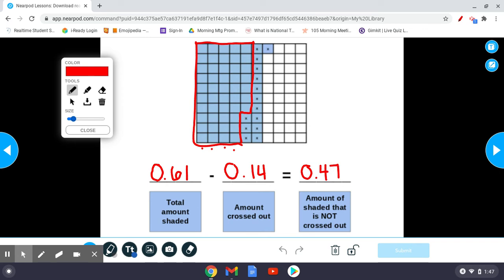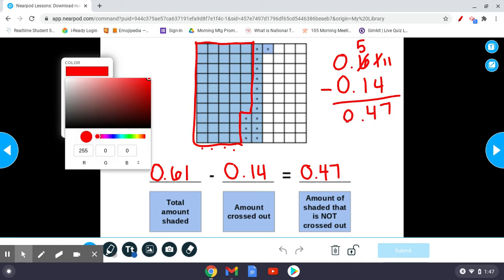And the best part is you can check this using the standard algorithm, which we're going to get a lot more practice with later on in the week. But if I line it up using my decimal points and my place values as a guide, 1 minus 4, can't do that. So I'm going to regroup. 11 minus 4 is 7. 5 minus 1 is 4. Bring down your decimal point, and here's your 0.